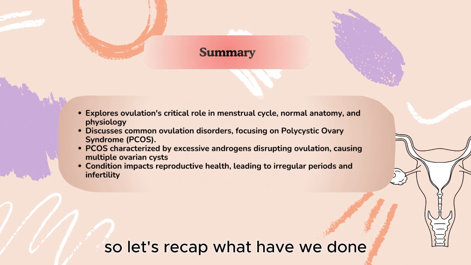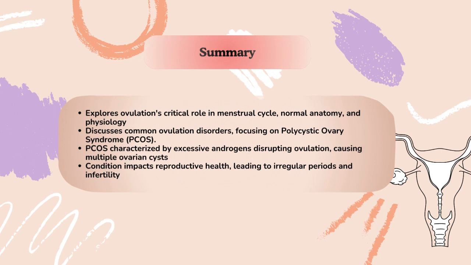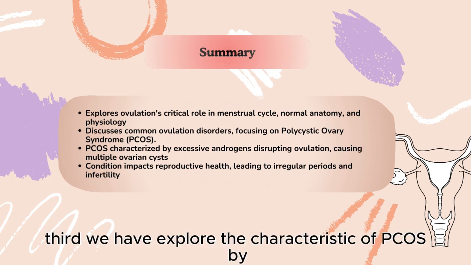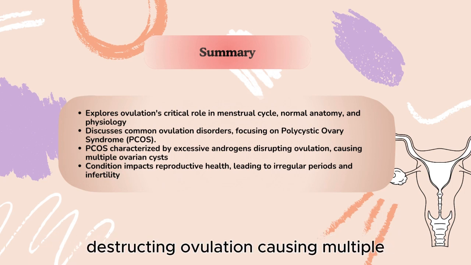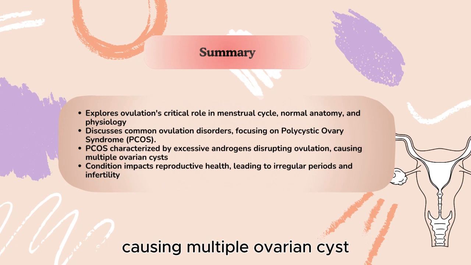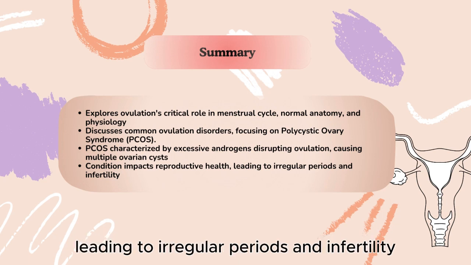Finally, we have reached the end of our presentation. So, let's recap what we have done. First, we have explored ovulation's critical role in the menstrual cycle, and normal anatomy and physiology. Second, we have discussed a common ovulation disorder, which is Polycystic Ovary Syndrome or PCOS. Third, we have explored the characteristics of PCOS, with excessive androgen hormones disrupting ovulation, causing multiple ovarian cysts. Lastly, how this condition impacts reproductive health, leading to irregular periods and infertility.